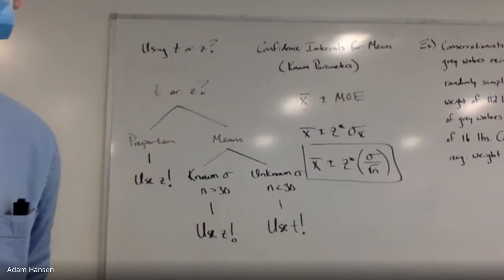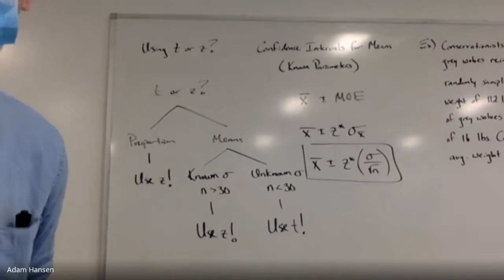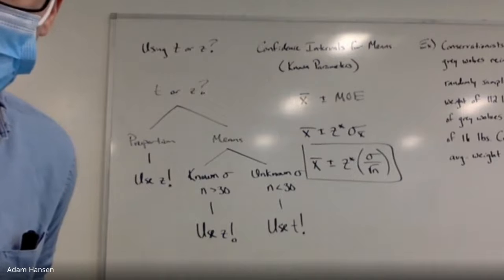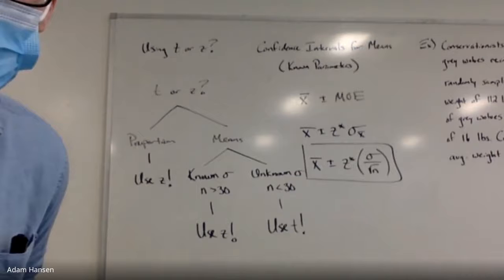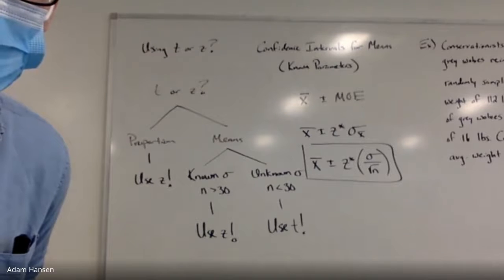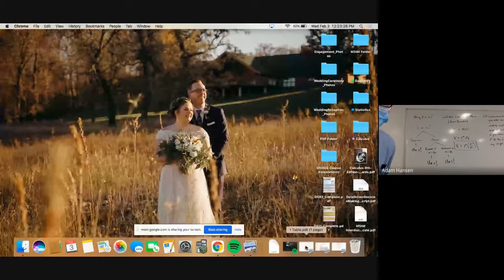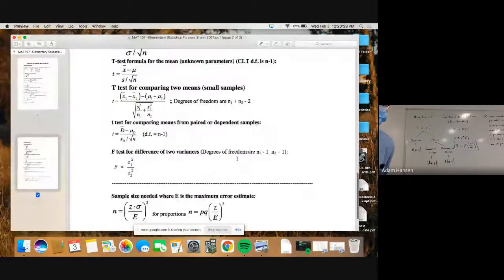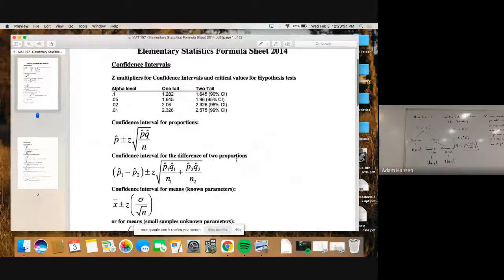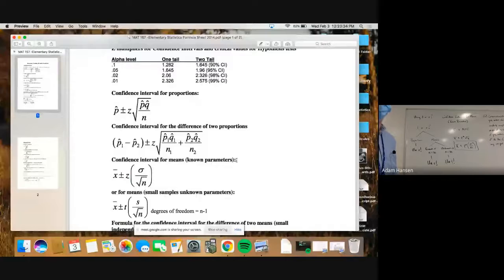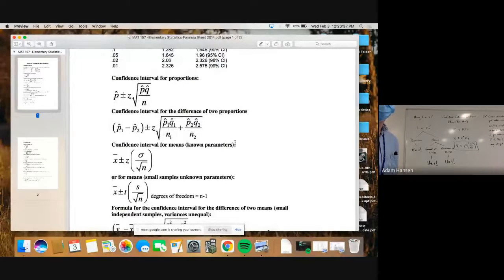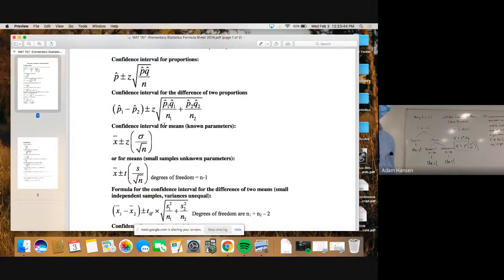All right, pull out your formula sheet, please. Let me identify where this is at on your formula sheet. On the side that says confidence intervals. Confidence intervals for means with either known or unknown parameters are these two formulas here. Known parameters, unknown parameters. Look at those two formulas. They're very similar with a couple of minor discrepancies.